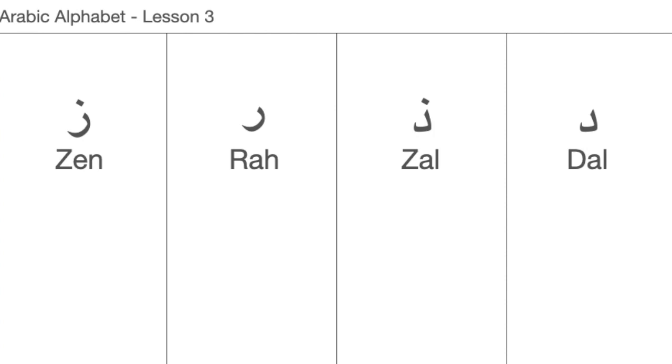Welcome back, everyone. Previously, we learned Aleph, B, T, Th, Gim, Ha, Kha. So we are done with 7 letters out of 28 letters in the Arabic language. In this video, we'll try to learn the next 4 letters. The first one will be Dal. The second one is Zal. Third one is Re. Last one is Zayn.